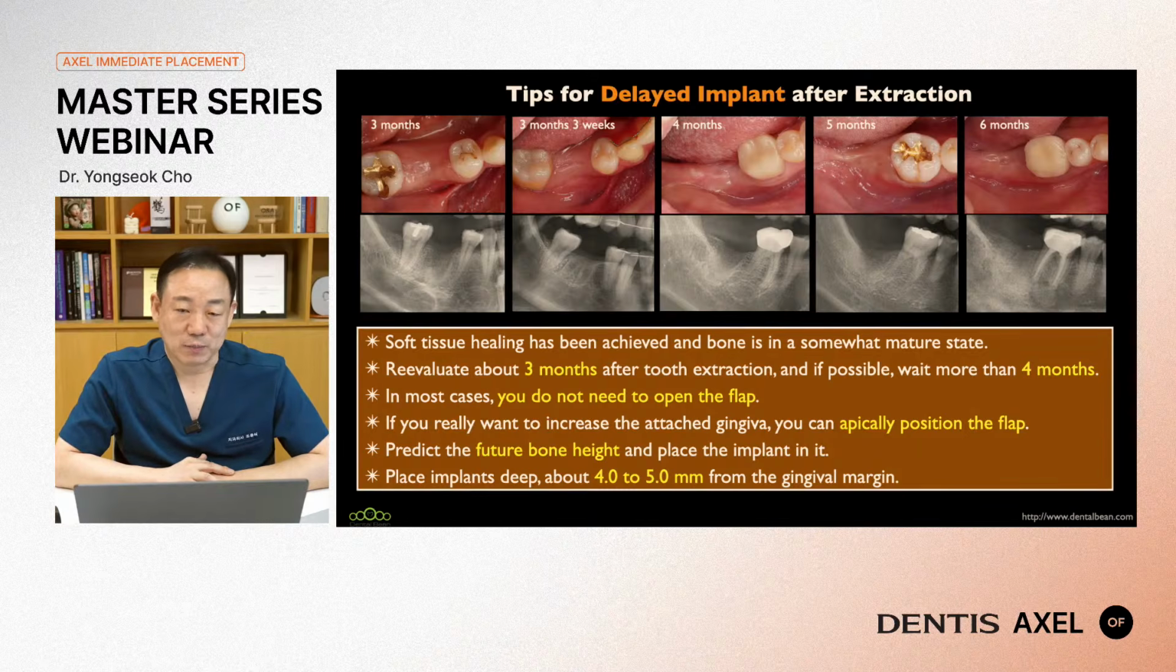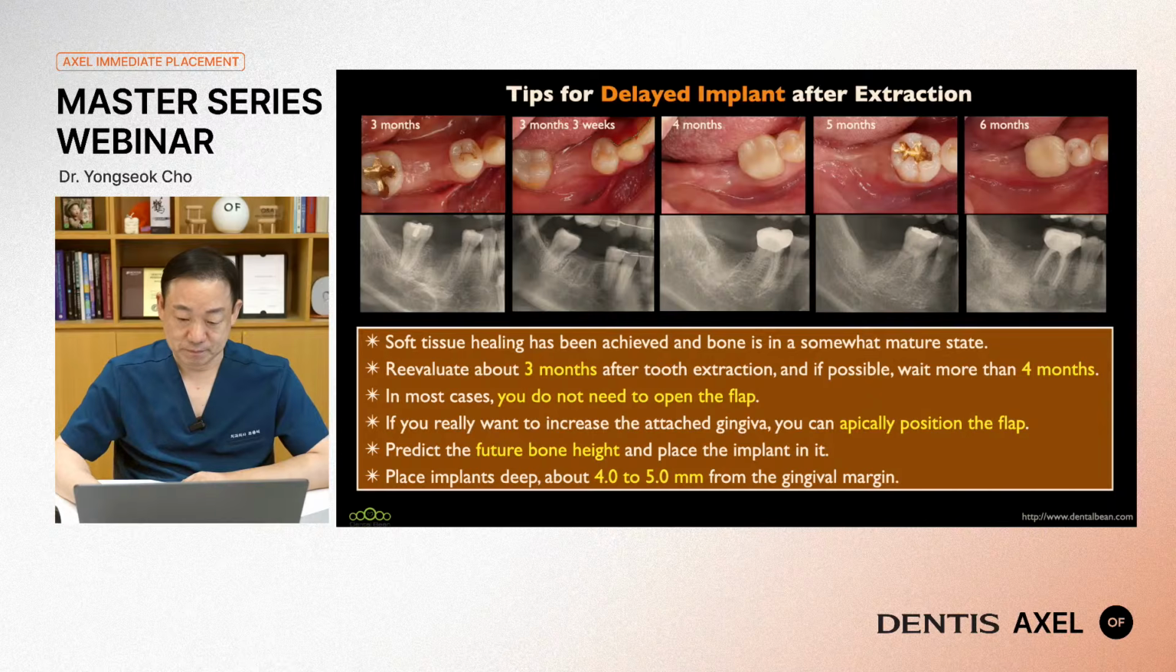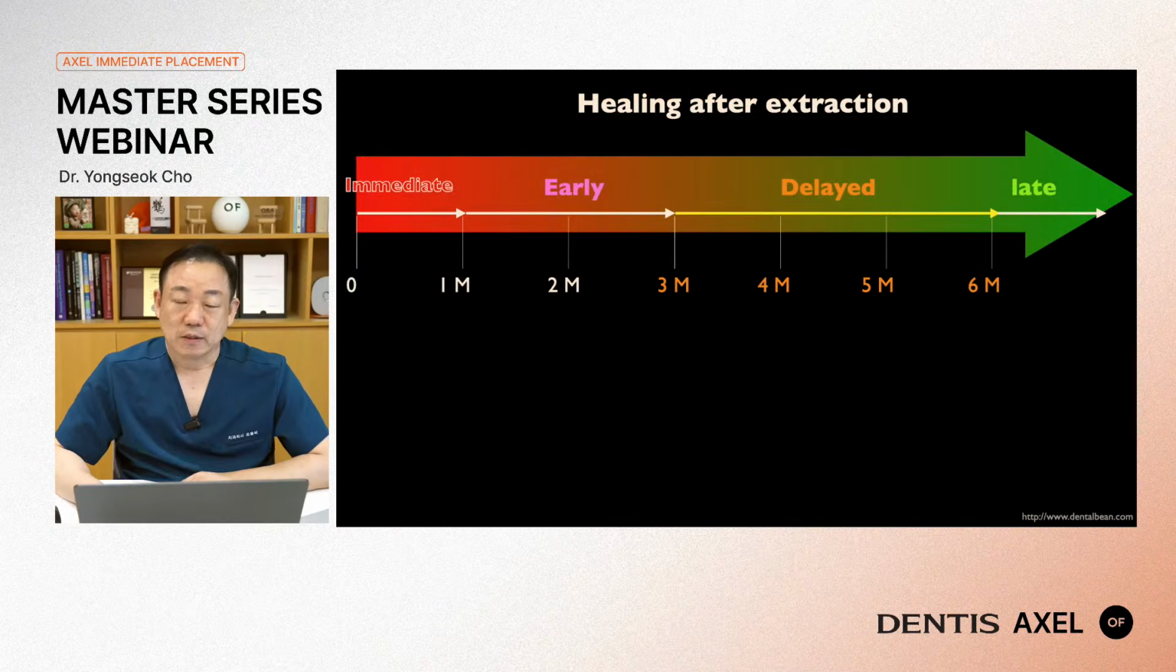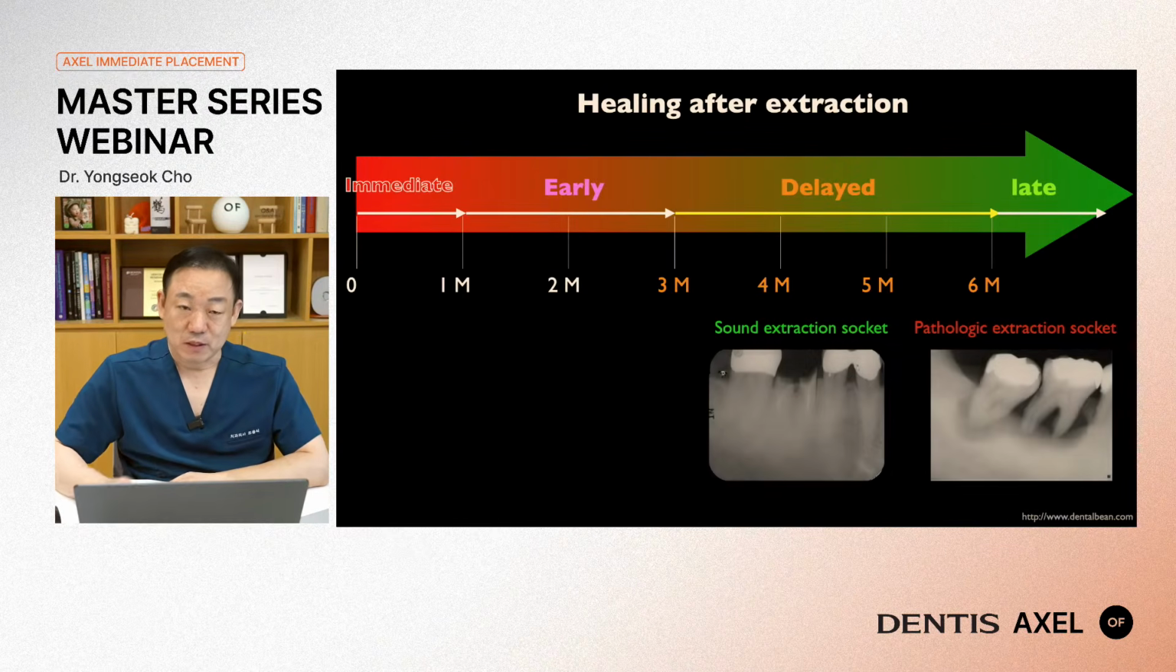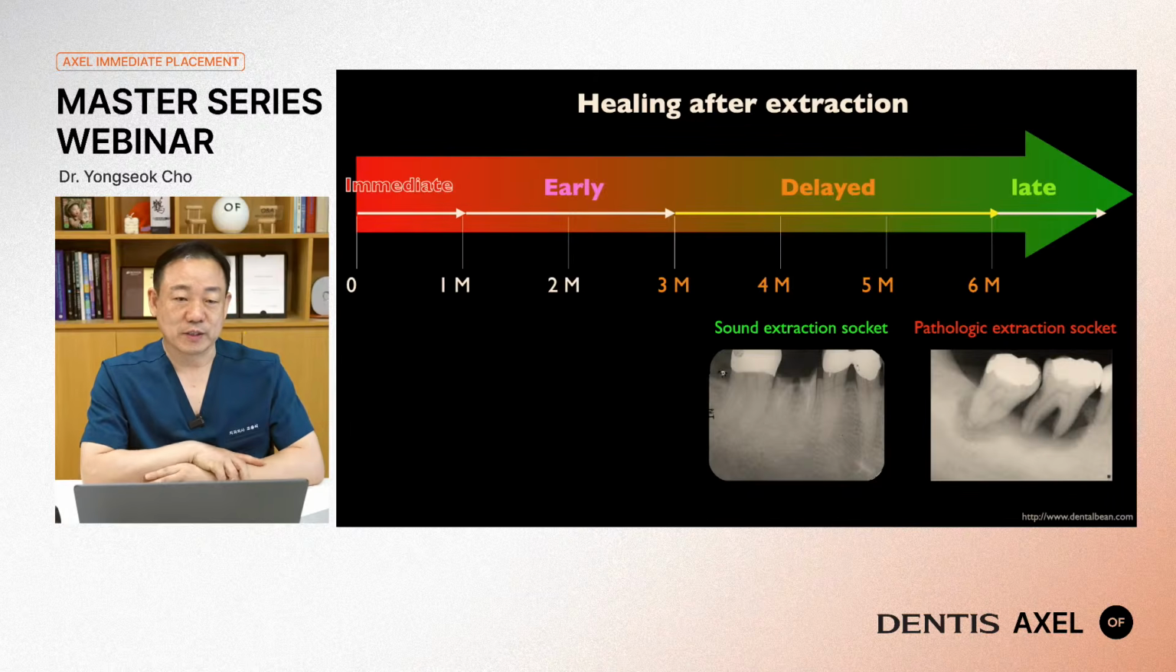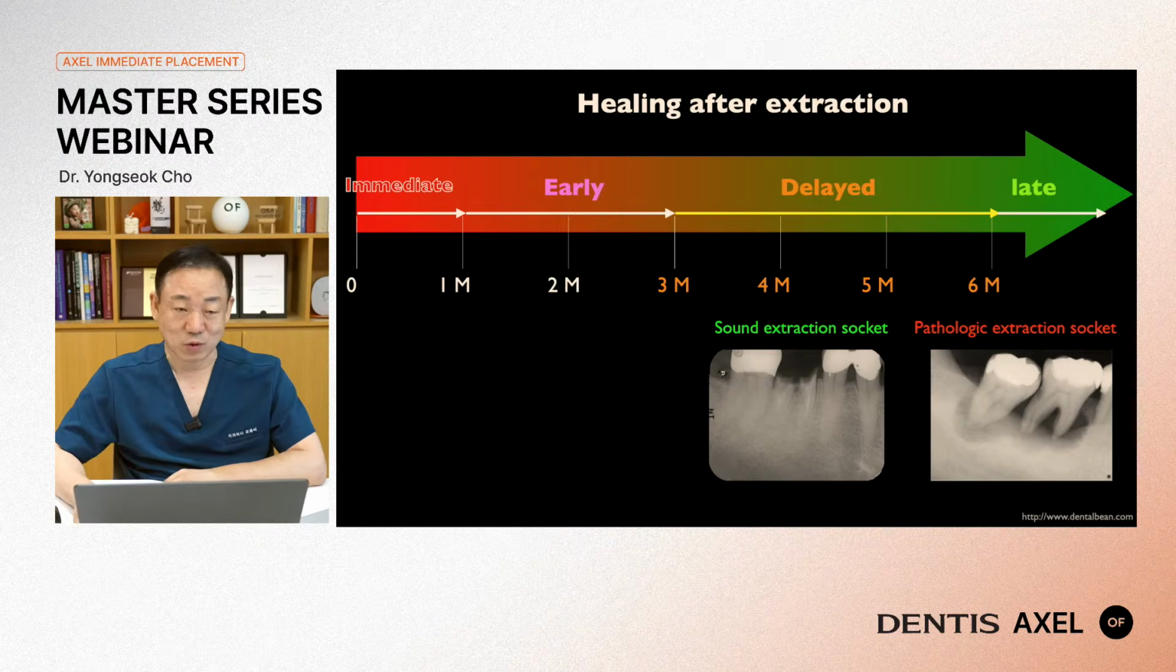Predict the future bone height and place the implant in it. Place the implant deep, about 4 to 5 mm from the gingival margin. Delayed cases belong to 3 to 6 months. Depending on the etiology of tooth extraction, the socket healing time will be different. When it is a sound extraction socket, we expect very fast healing. However, when the tooth was extracted in a periodontally affected situation, we need more time for bone healing.